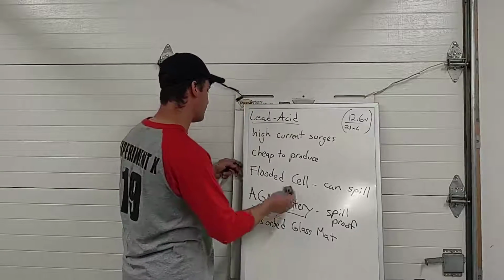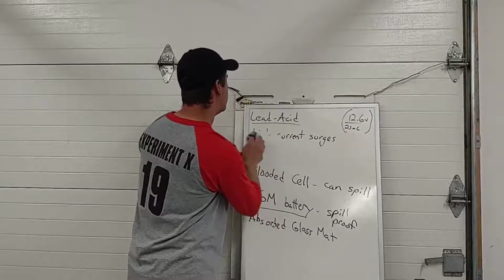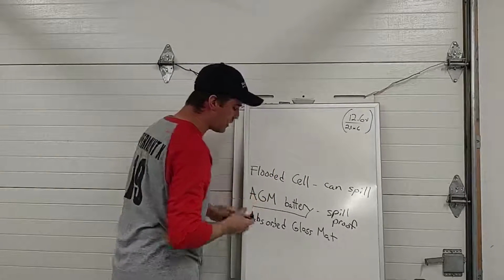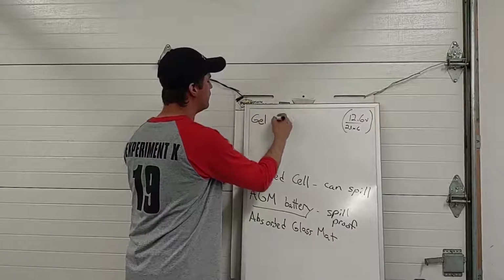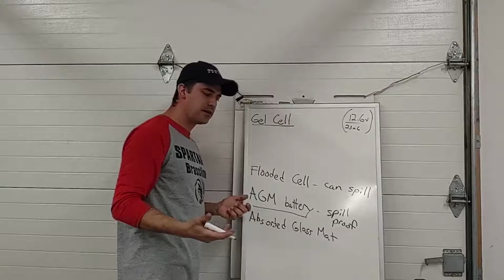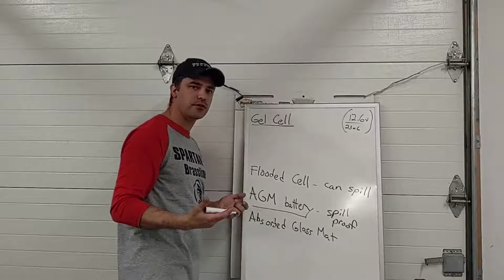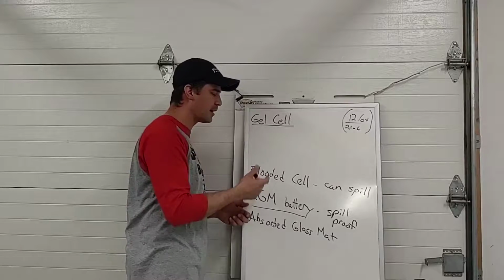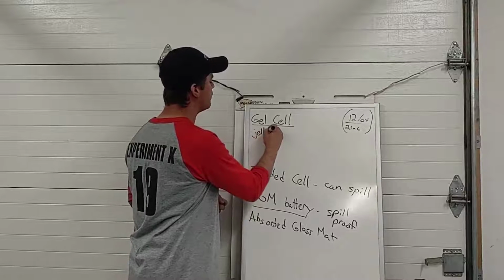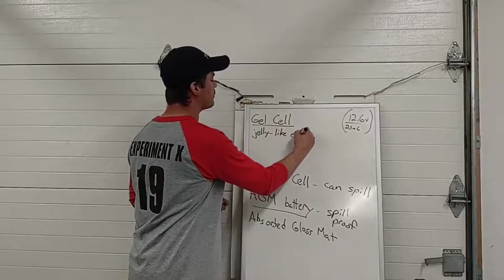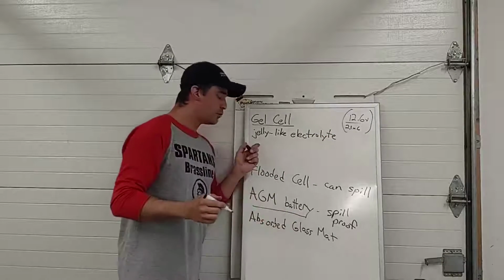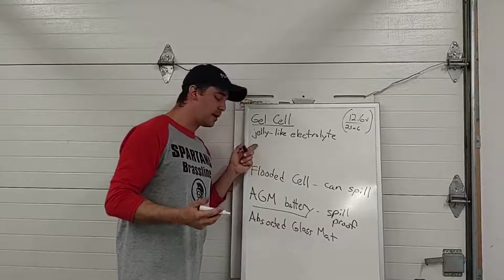There's another type of battery that is spill-proof, and you may have heard of it. People often confuse AGMs with them. It's known as a gel cell, or a gel battery. Basically, a gel cell is not really any different than a flooded cell, except the electrolyte is not liquid. It doesn't splash around. It's kind of like Jello, gelatinous. So it has more of a jelly-like electrolyte. So spill-proof, but these tend to not be found in automotive applications.